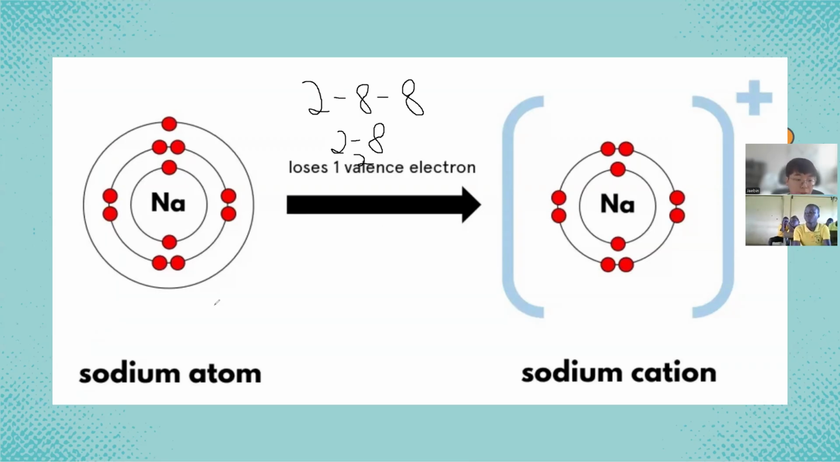So an atom, like sodium atom, has 11 electrons, right? Has 11 electrons in total. I know that from the periodic table. Sodium has an atomic number of 11. So sodium should have 11 electrons.